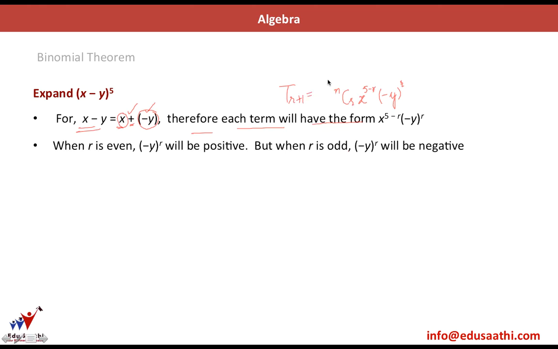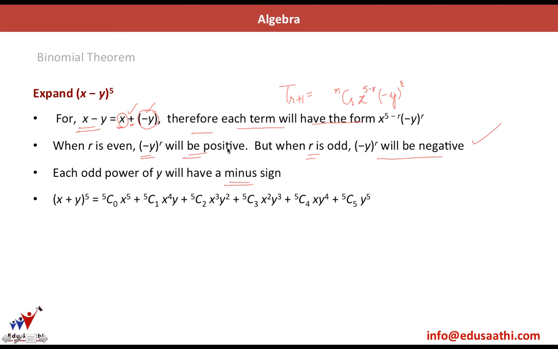Whenever your value of r is even, minus y raised to power r will turn out to be positive. But whenever r is odd, it will turn out to be negative. So if you notice here, each odd power of y will have a minus sign and each even power of y will have a plus sign. So alternately, we'll have plus and minus signs when we are expanding x minus y raised to power 5.